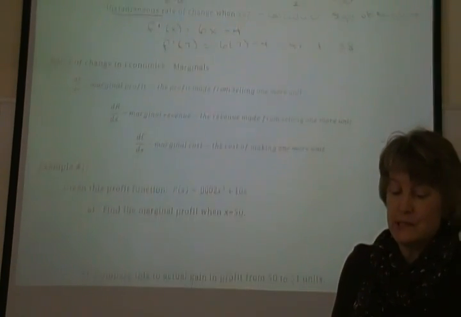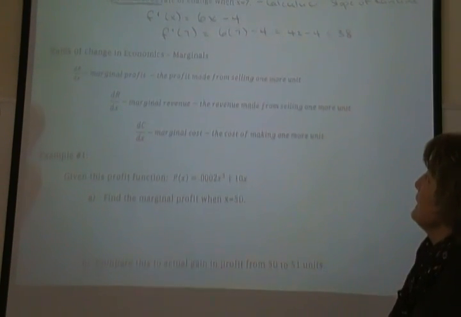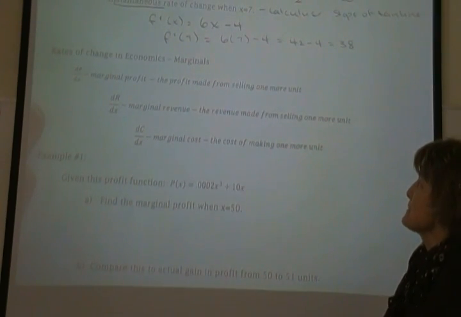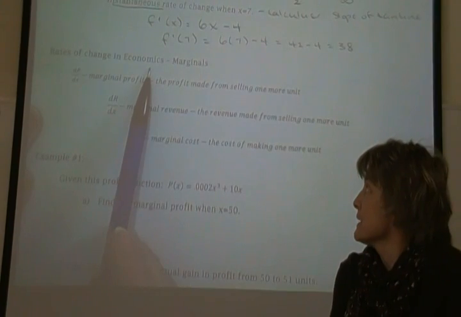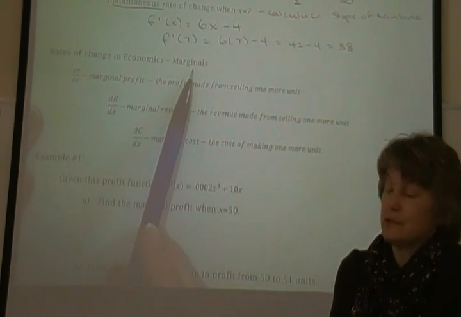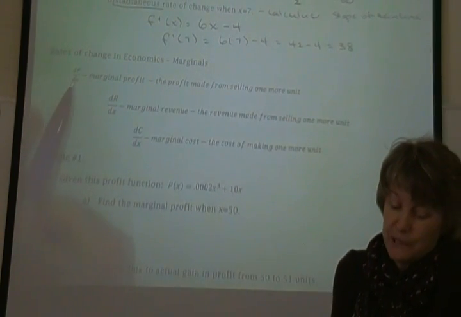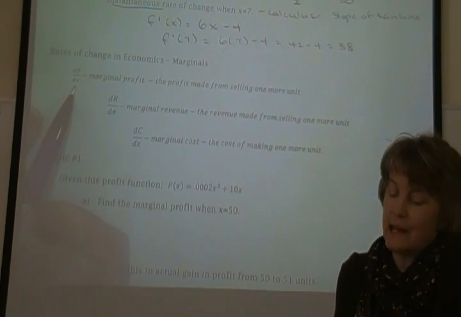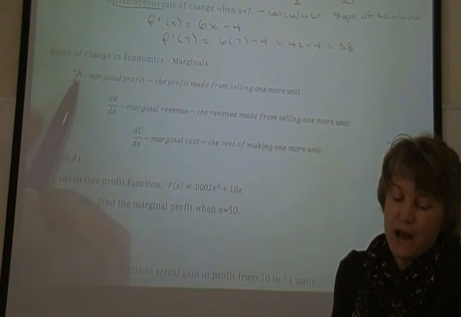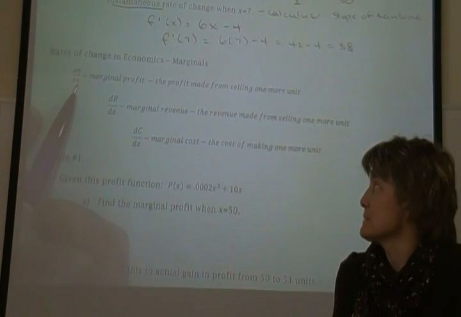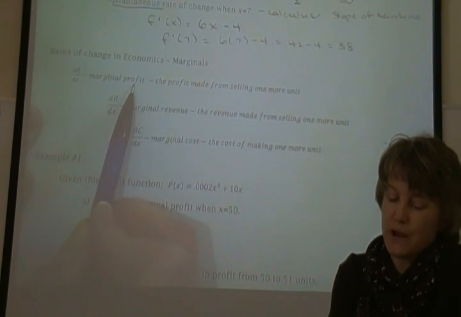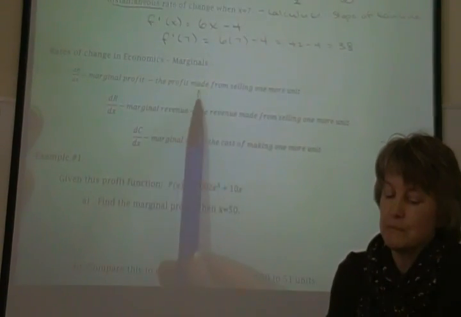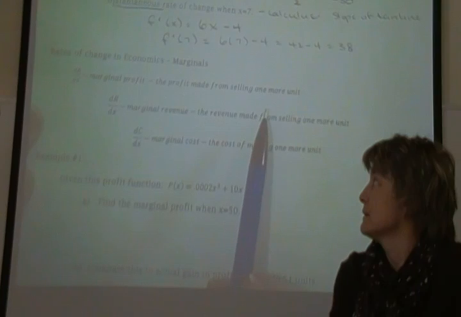What we're moving on to today, the second day of this section, is the economic implication of what we've been talking about. So there are rates of change in economics that you need to know that are called marginals. So P, capital P, we know is our profit. That's what we use for profit. So if we say dP dx, the derivative of profit with respect to the number of units made is called marginal profit. And the idea of marginal profit is the profit made from selling one more unit.